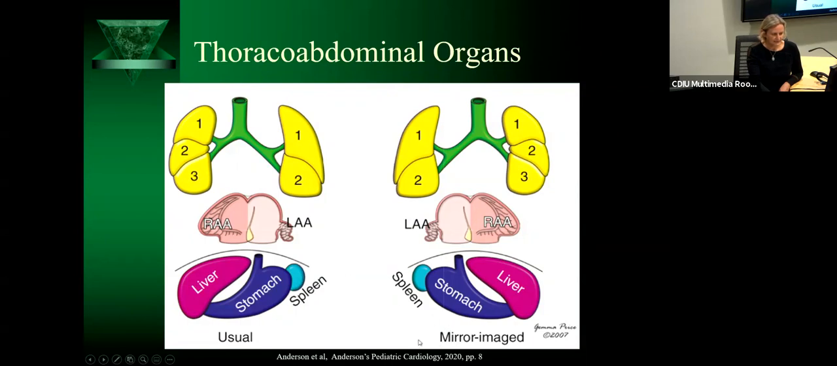And when we have this mirror image, the left atrial appendage is over here. So it's basically reversed. The right atrial appendage is over here, and so are the mirror-imaged abdominal organs.